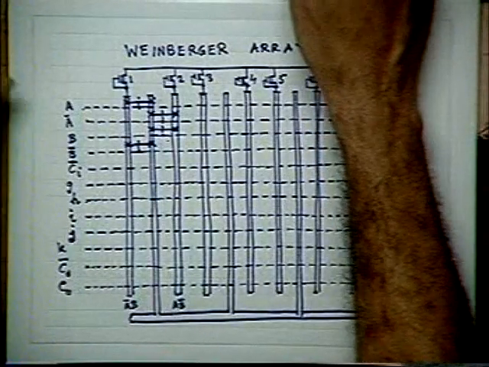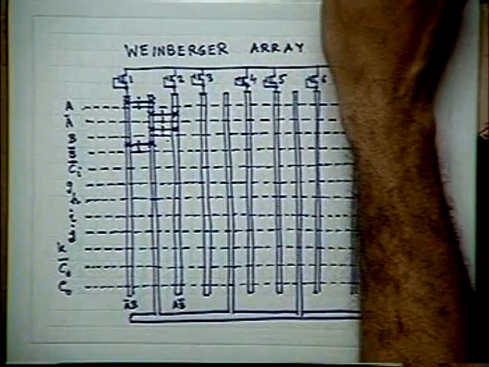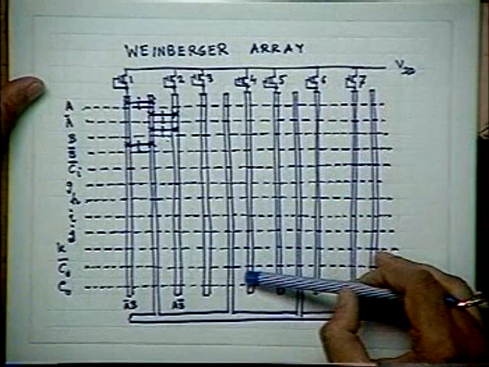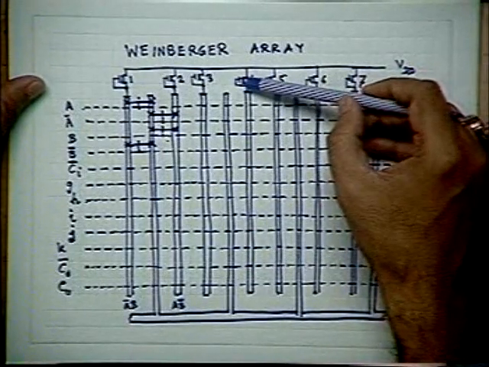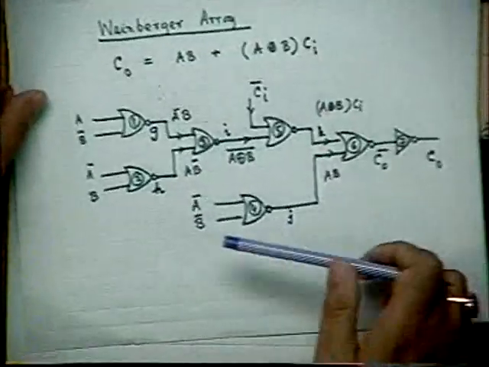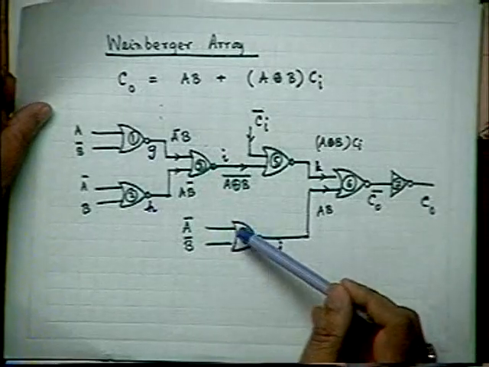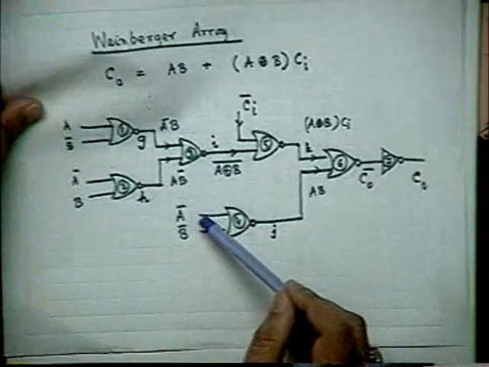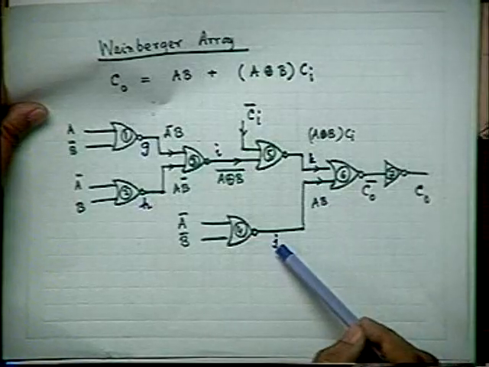See the gate number four, where I have to apply A bar B bar to produce this function A B. And this is gate number four, means this line. This gate number four, because this is the load transistor for the NOR gate four. This is the NOR gate number four, whose load transistor is this one. And at the input, I have to apply A bar and B bar to produce AB at the output, which is nothing but the J node that I am coming to.